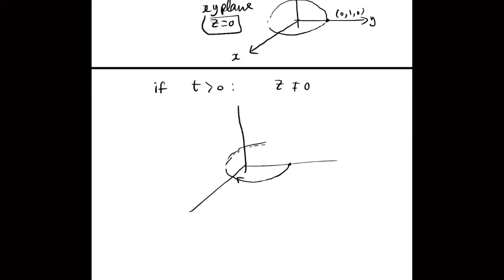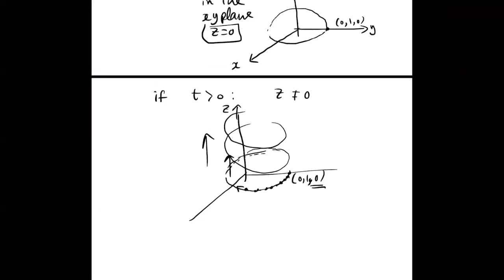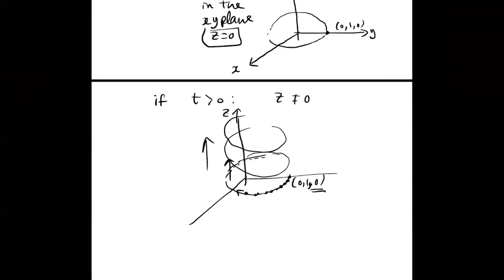As t increases, the point moves up. 0, 1, 0. No more, z is not 0 at this point. It moves up and up and up and so on. So it will not be a circle, it will be a moving circle toward the direction of the z-axis. This is the case. It goes like this.